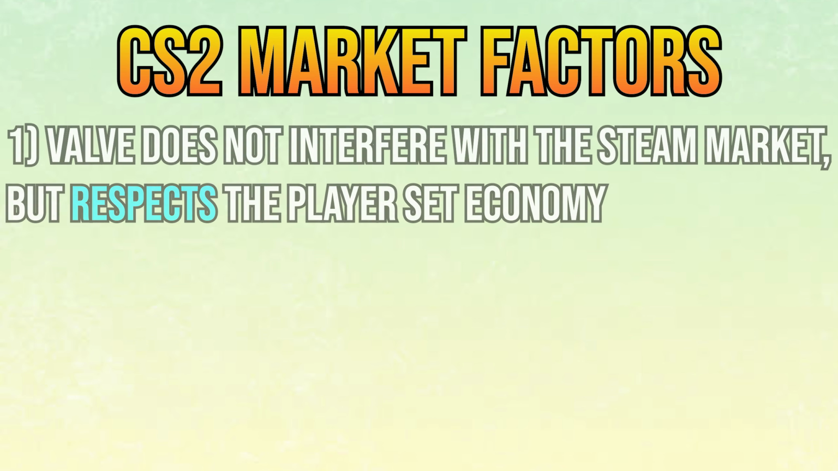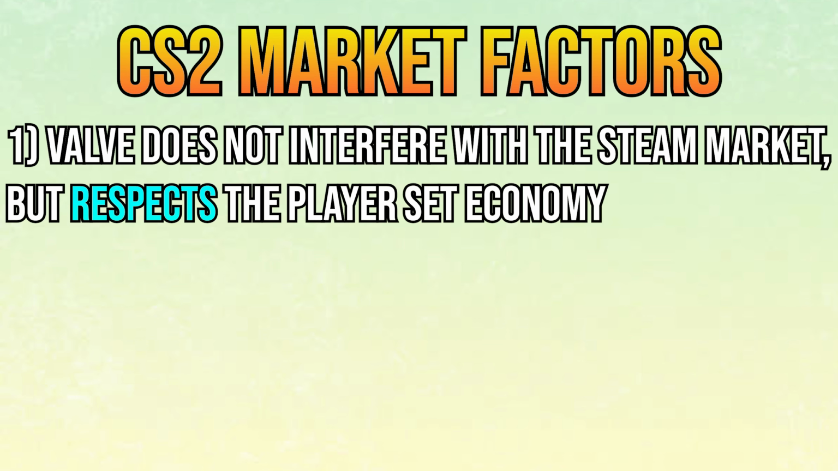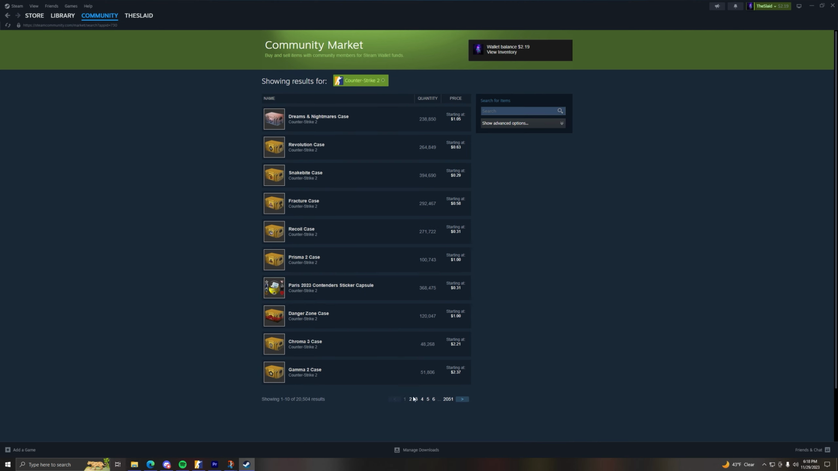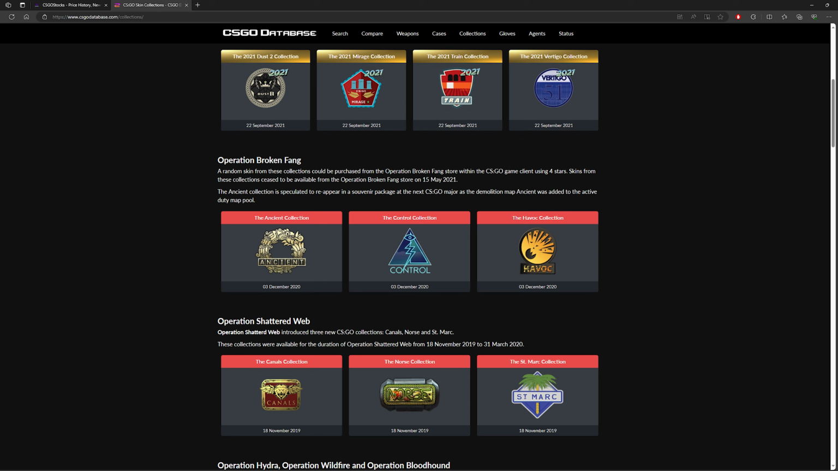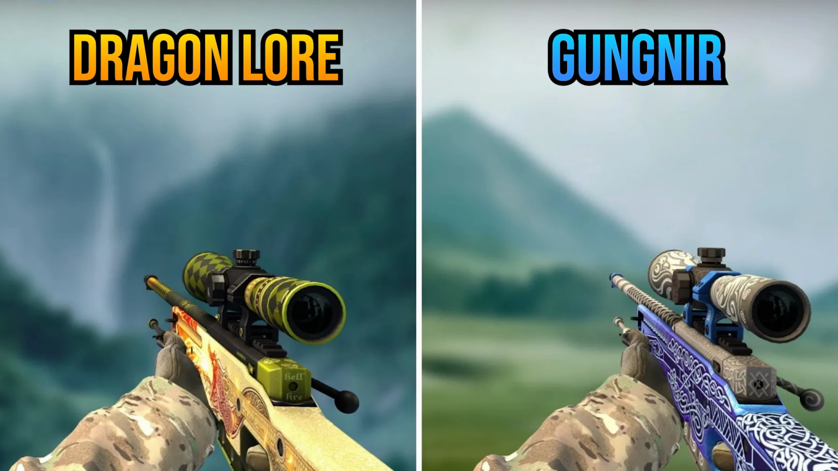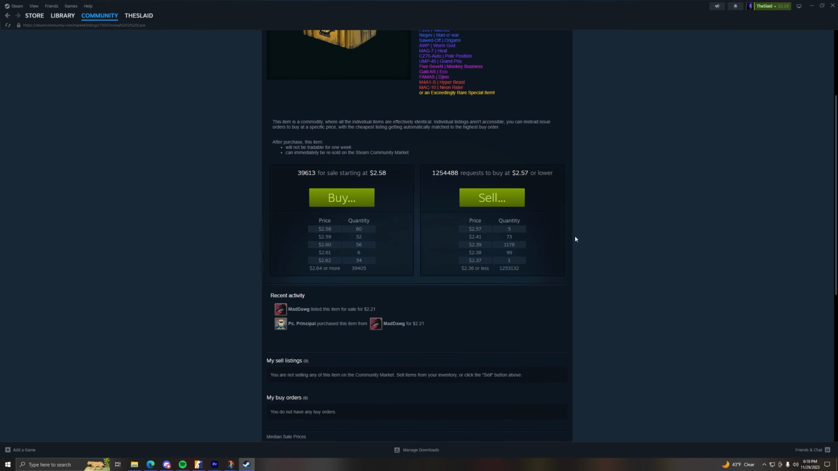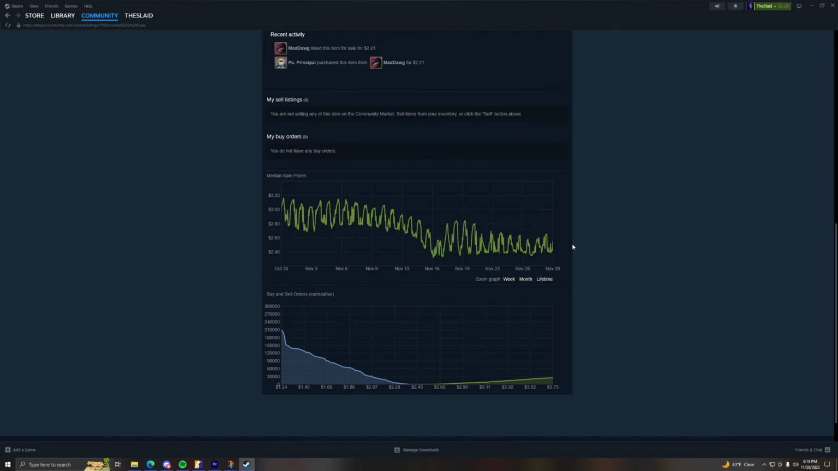Number 1. Valve does not care about the market and its performance, however, they do respect the prices that the players set for items. Valve does not get involved in the market in any way, shape, or form, and they have no incentive to do so. When I say Valve respects the market, an example would be never adding collection skins back into the game that were there for a limited time, such as a Dragonlord or Gungnir, which is part of the reason why the CS community has so much trust in Valve when it comes to their market.